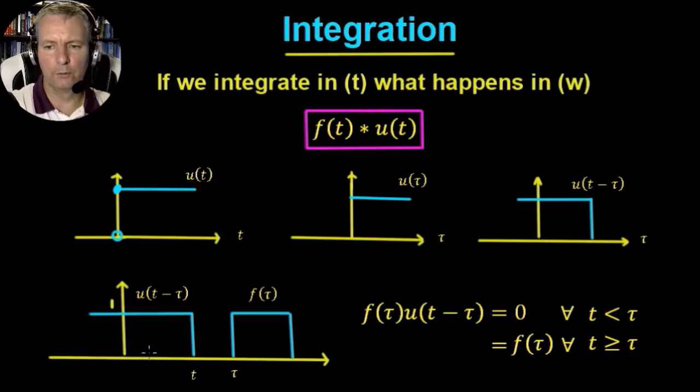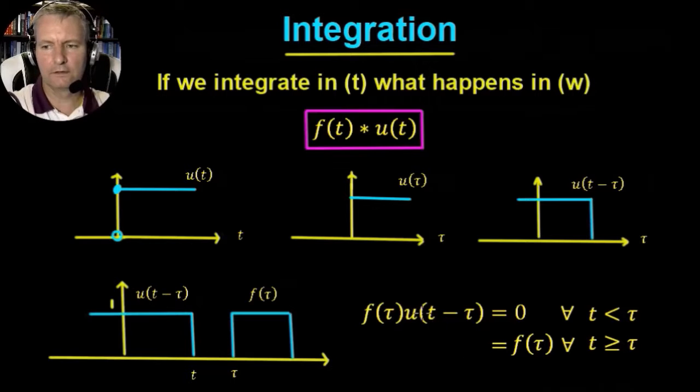So if we look down below, if we were to draw both of them in the same graph, then we'd have our function f of t, so we should now call it f of tau. And we have this other function here, u of t minus tau. Now you can see here that whenever this function moves over onto the top of this function, we're going to have the product here, f of tau times u of t minus tau.